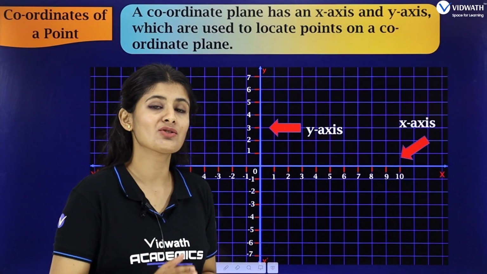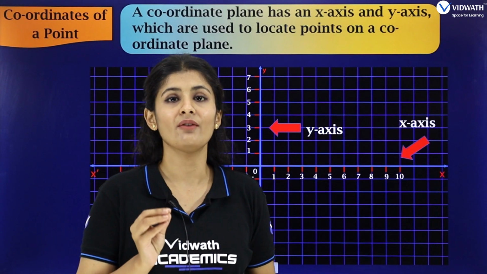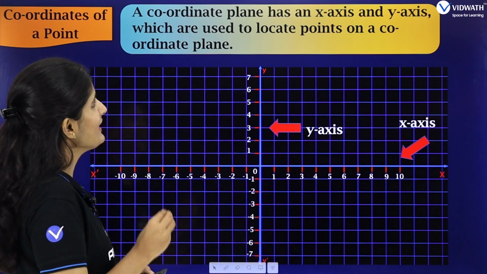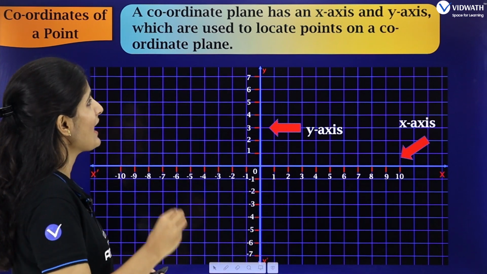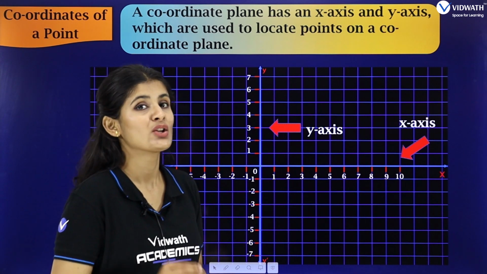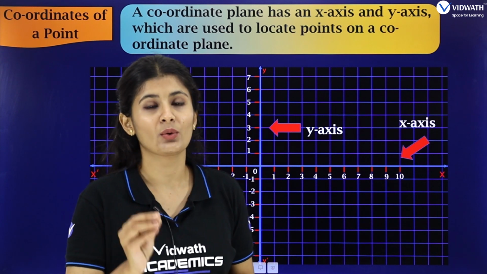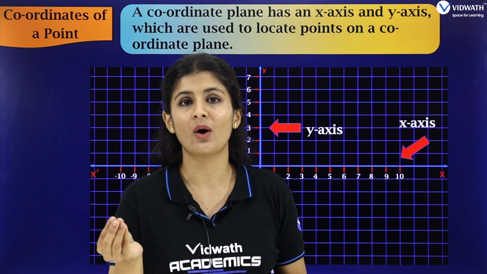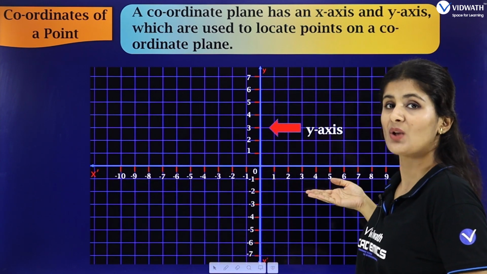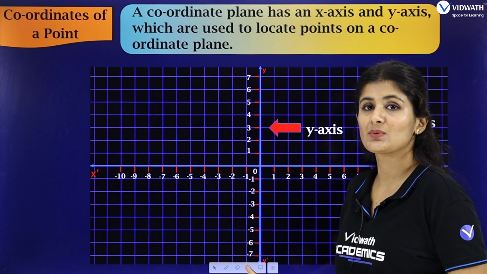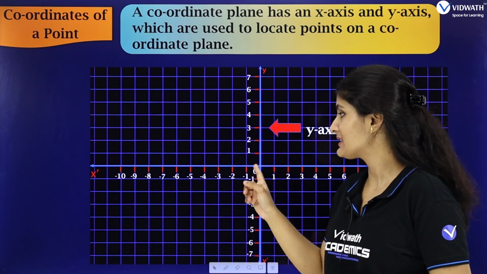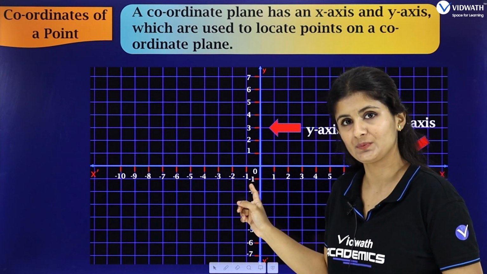In mathematics, we also come across the concept of coordinate plane. What is a coordinate plane? A coordinate plane has an x-axis and a y-axis which are used to locate points on a coordinate plane. So, what is the important thing that you need to have on a plane for it to be a coordinate plane? We need to have two axes. The x-axis, which is the horizontal axis, and the y-axis, which is the vertical axis. The x-axis and the y-axis intersect at the point O called the origin.